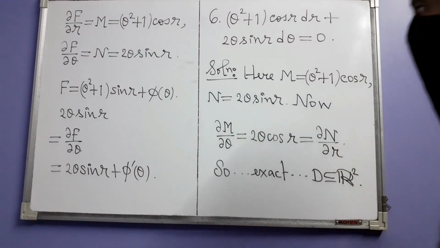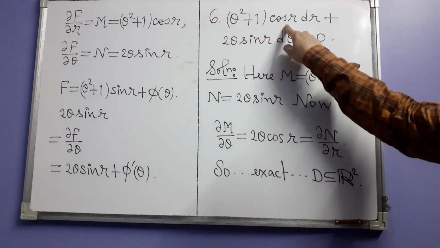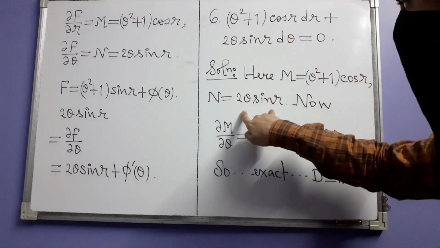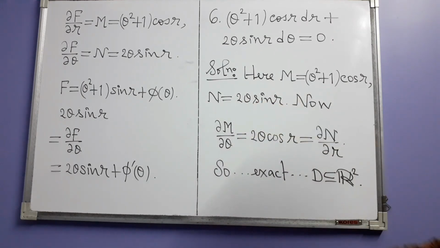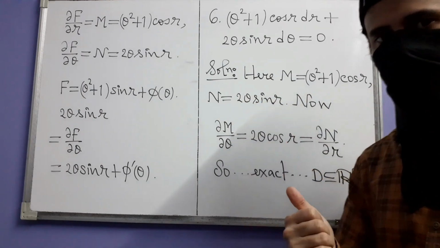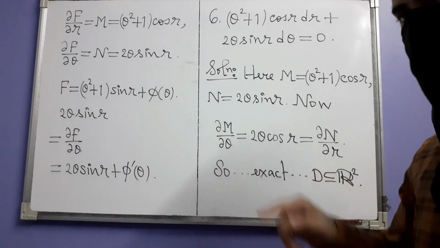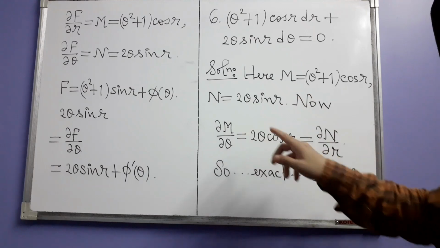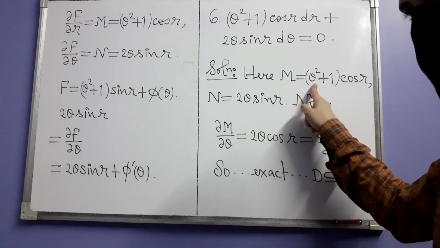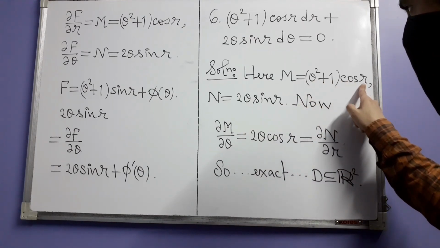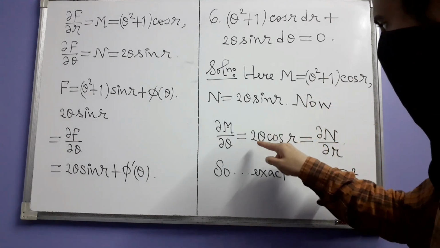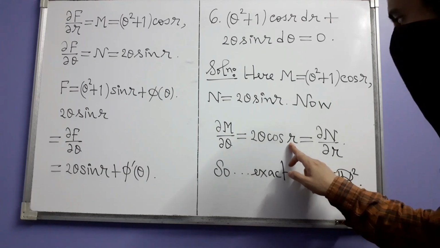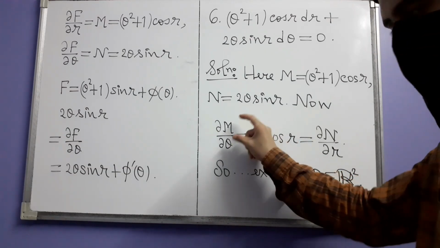So the solution here, M is this theta square plus 1 times cos r and N is this 2 theta sin r. So in place of del M del y, because we are treating theta as y, we now have del M del theta. So what will happen if you differentiate this partially with respect to theta? Cos r is considered constant, theta square will give you 2 theta and 1 of course does not contribute anything. So 2 theta cos r you are getting from this.